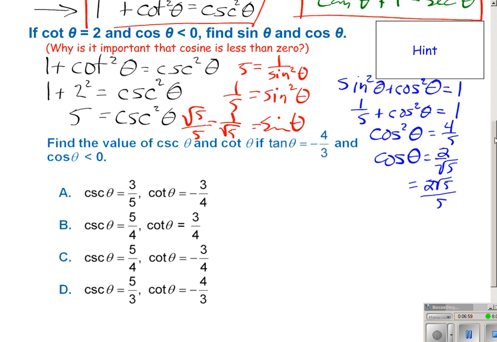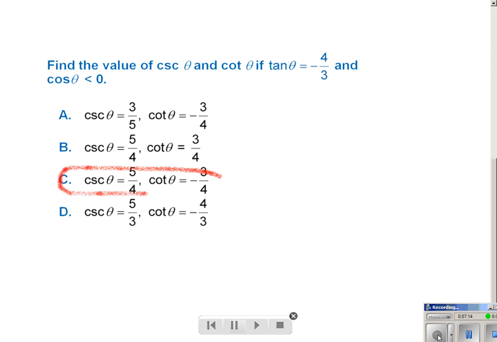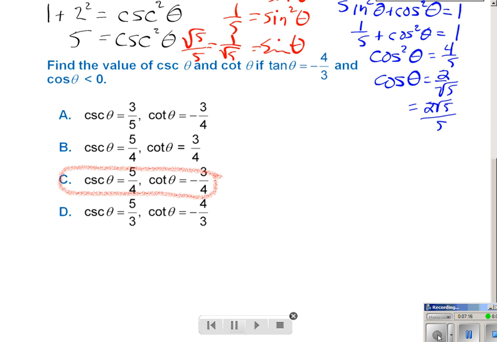Take a minute now to try the next problem on your own. Using the identities, you should have found that the values that we were looking for were C, that cosecant theta is 5/4, cotangent of theta 3/4.